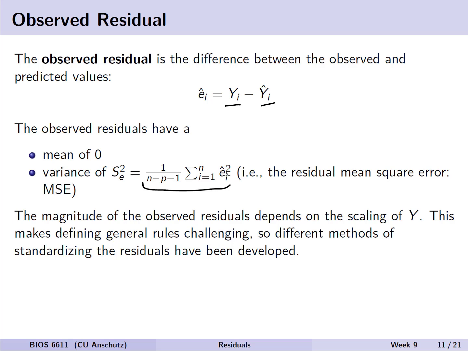One of the limitations, though, to using observed residuals only is that the magnitude of them will depend on the scaling of y. If we have one problem where y varies from 0 to 1,000 and another where it varies from 3 to 4, we're going to have a very different range of what those residuals may be. And this can make defining general rules for evaluating them and their properties challenging. So we have some different methods for standardizing the residuals that have been developed.